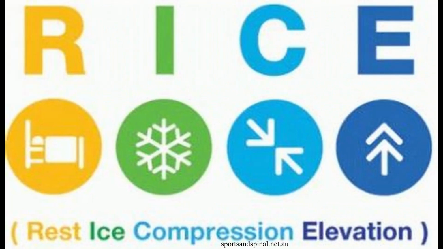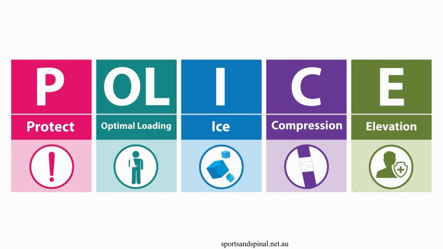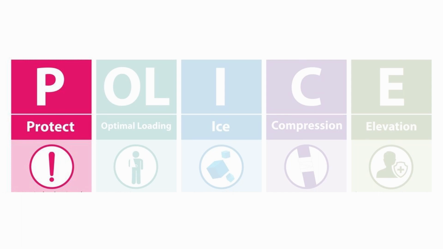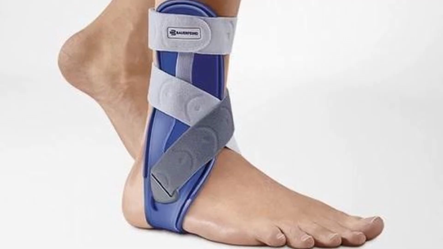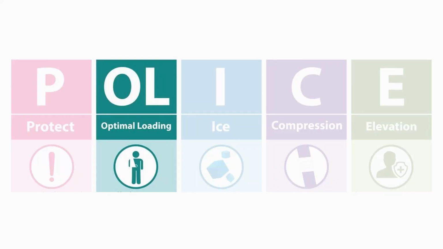So what do you do if you sprain your ankle? Research shows that we want to move from the RICE protocol to the POLICE protocol when treating ankle sprains. P stands for protect, and this is where you use a support or a splint depending on how bad your ankle sprain is. OL stands for optimal loading.